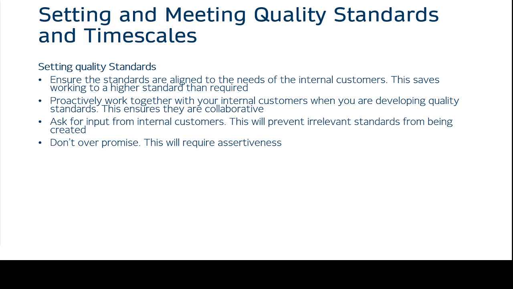Don't over promise, and this will require assertiveness. So don't over promise what the quality standard is going to be. Don't over promise that's what we're going to do and we're going to do that every time. That can require assertiveness because you've got to be quite assertive and say, actually, no customer, that's not something that we're able to do. That's just too much. And you can explain why it's too much, and you can say what it is that you will be able to do and what you will be able to commit to, rather than just agreeing to everything the customer asks for.